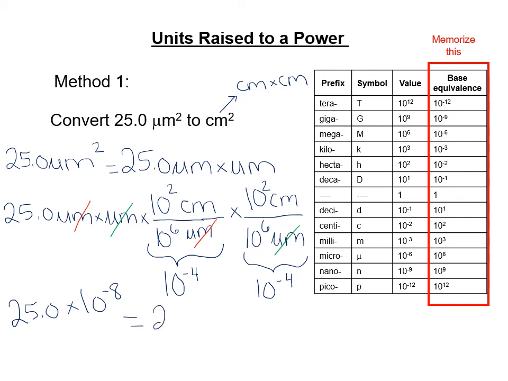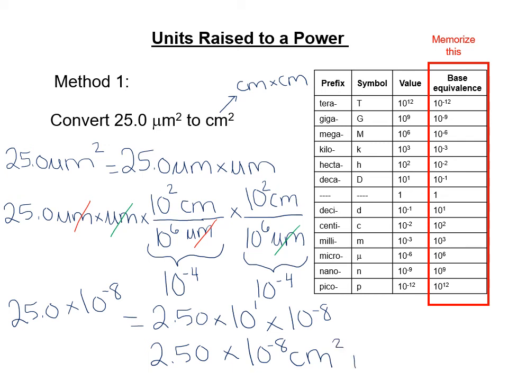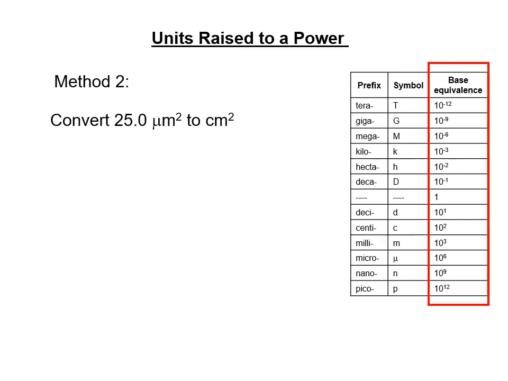And just like before, this is 2.50 times 10 to the 1, that's what the 25.0 is, times 10 to the minus 8. So the final answer is 2.50 times 10 to the negative 8, and our unit is centimeters squared. Okay, remember that the number of significant figures my answer has to match the significant figures I'm given initially in the problem. 25.0 has 3 sig figs, the answer has 3 sig figs as well.